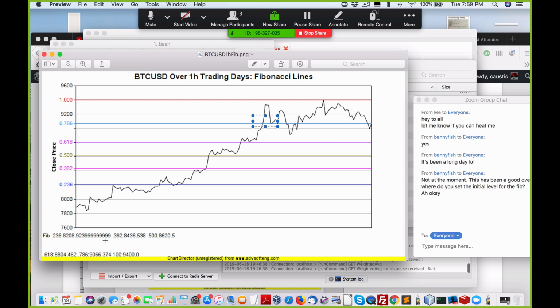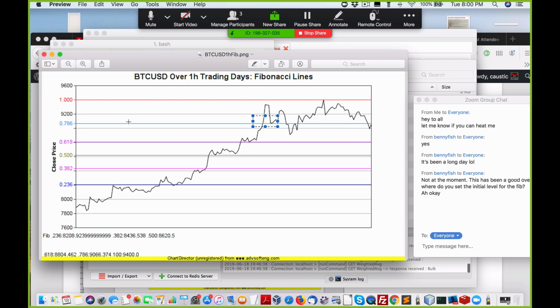Also, I want to highlight here the Fibonacci levels. Over 2 days, you can get the pricing of what those Fibonacci levels are. So when it hits the 100, you are at $9,400 for Bitcoin.